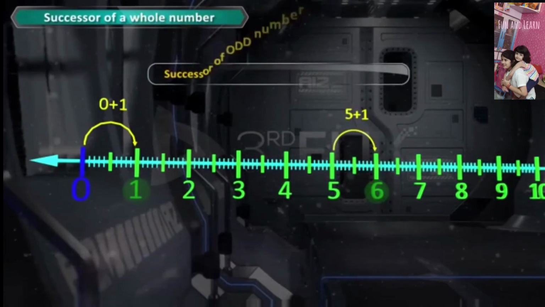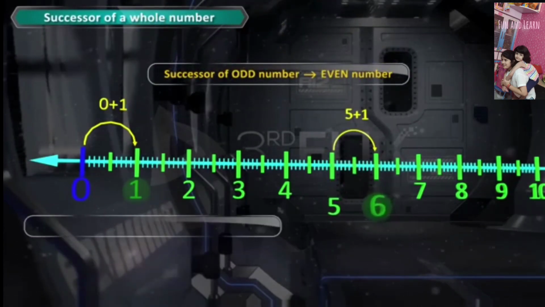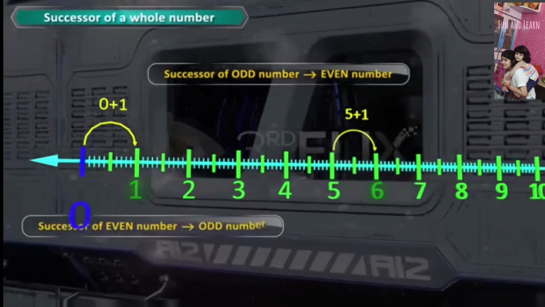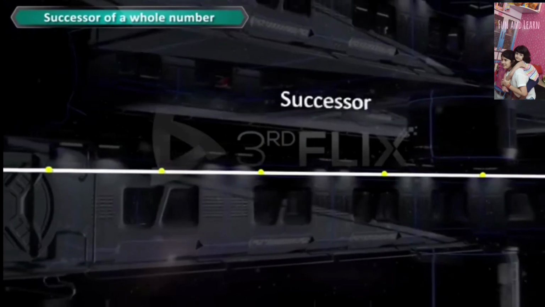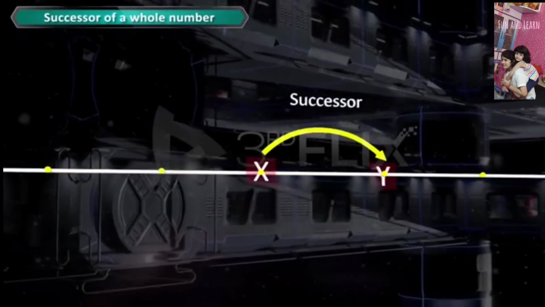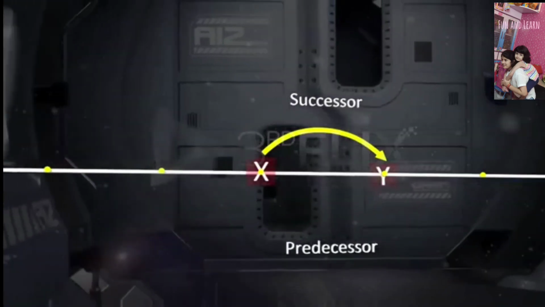The successor of an odd number is an even number, and the successor of an even number is an odd number. We can say that if the successor of number x is y, the predecessor of number y is x.